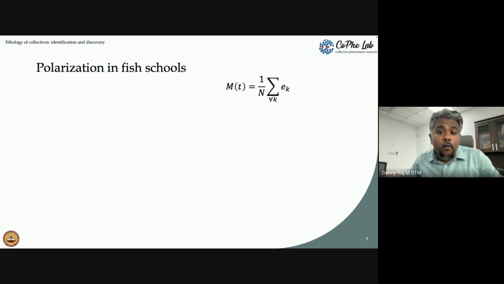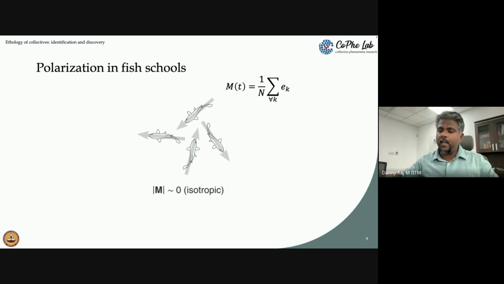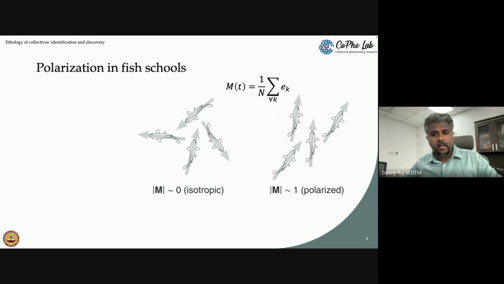So let's look at how one of these parameters looks for this particular data. Before that, very shortly, something I mentioned earlier. Let's say you have the polarization order parameter. When all of these individuals are going in all directions, they add up to 0. When they're all aligned together, they add up to 1. That's how this captures this case very well. But I have a question for you. Do you think there are cases where this particular parameter will not capture polarization of the system the way we expect?